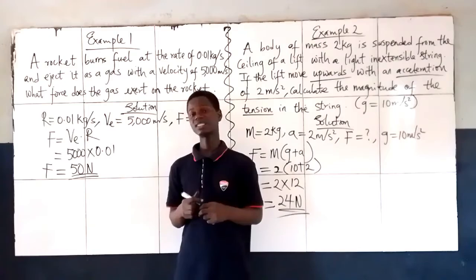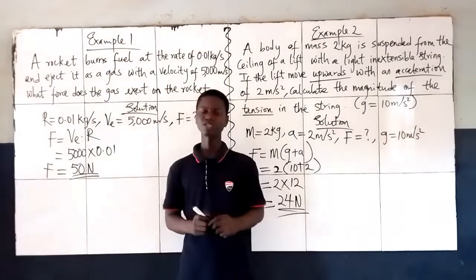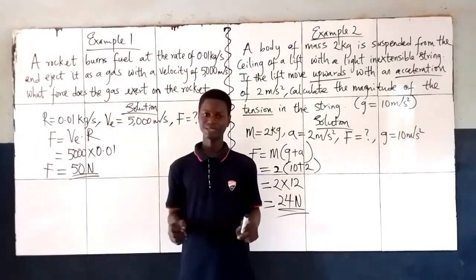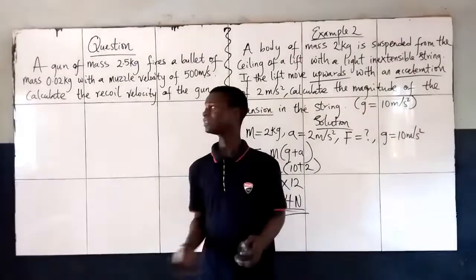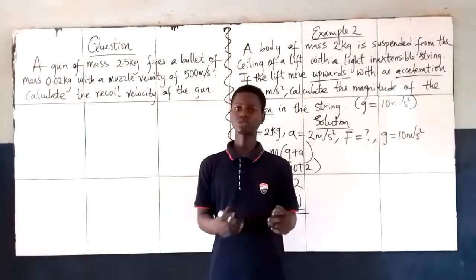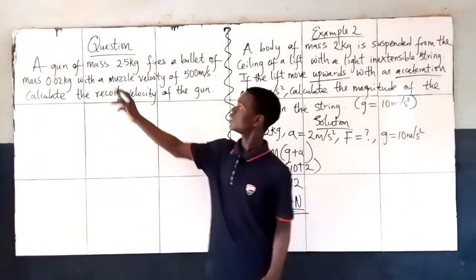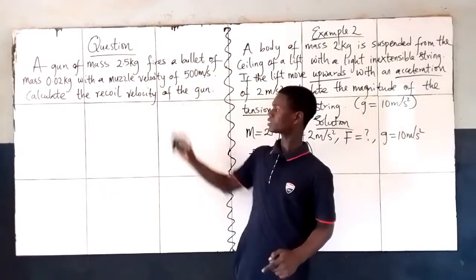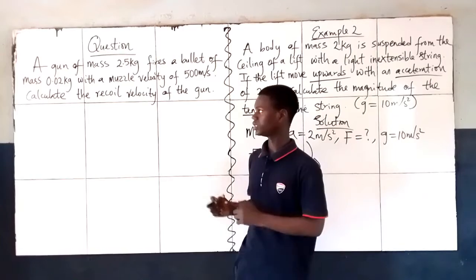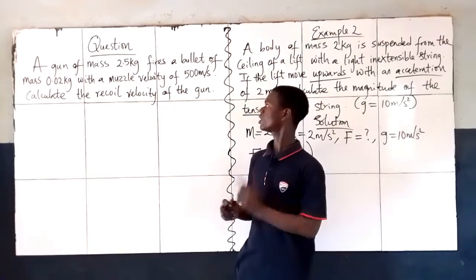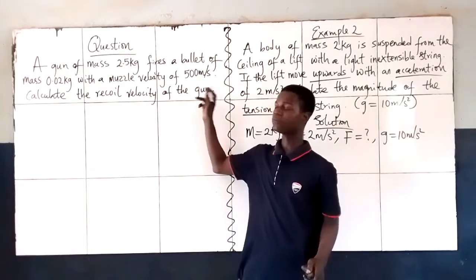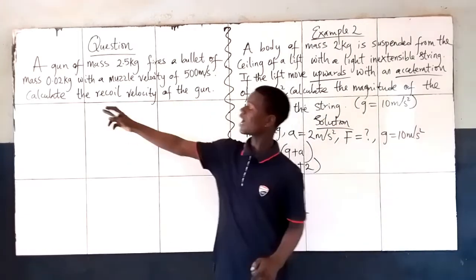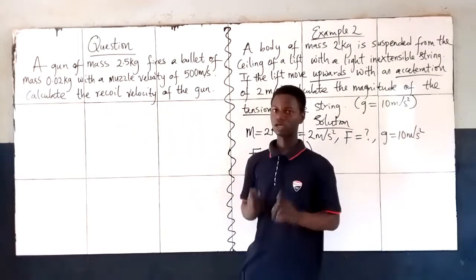So now, guys, I'll be giving you one question to try your answer on. Let's have the question now. Alright guys, here is the question you are asked to try your answer on. It reads, a gun of mass 2.5 kg fires a bullet of mass 0.02 kg with a muzzle velocity of 500 meters per second. Calculate the recoil velocity of the gun.